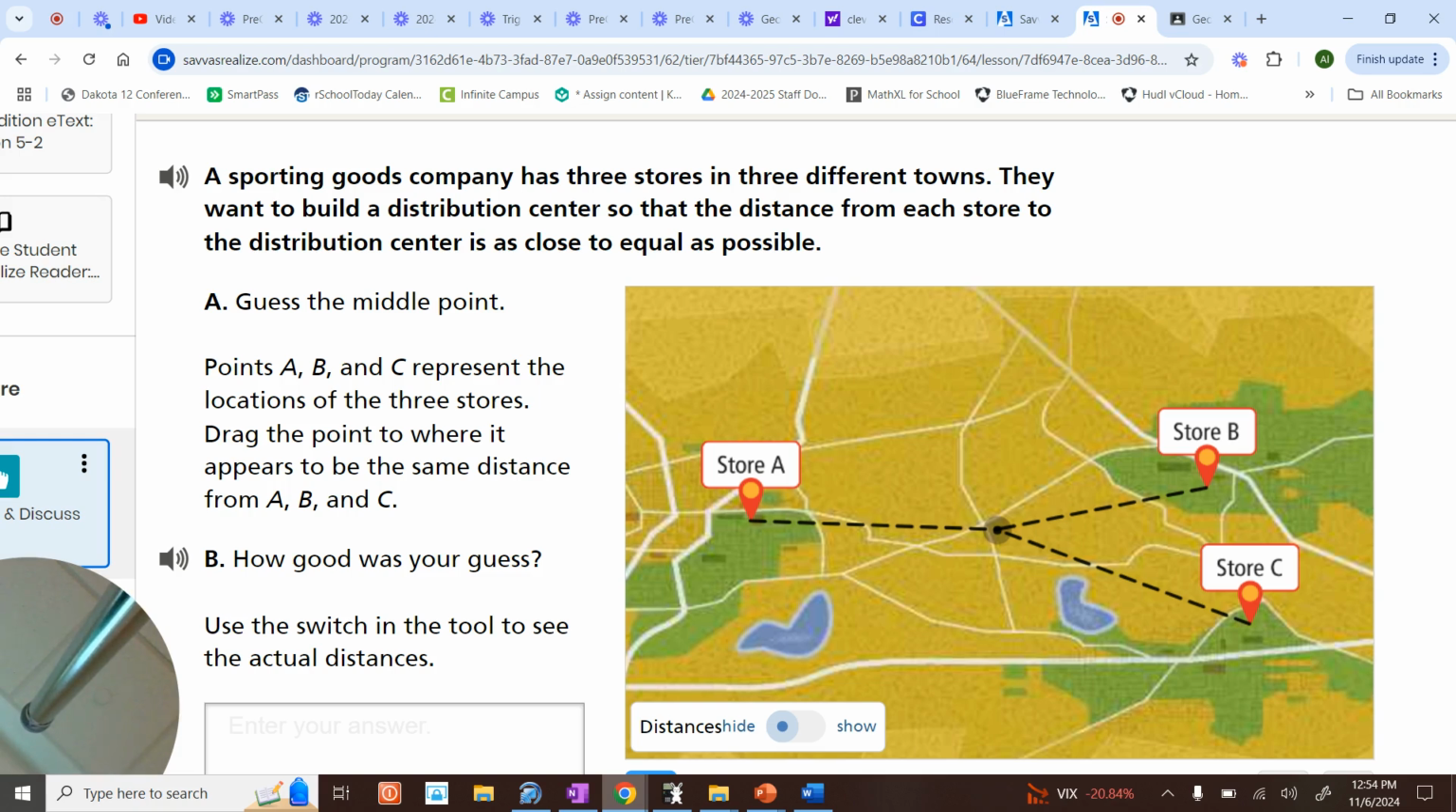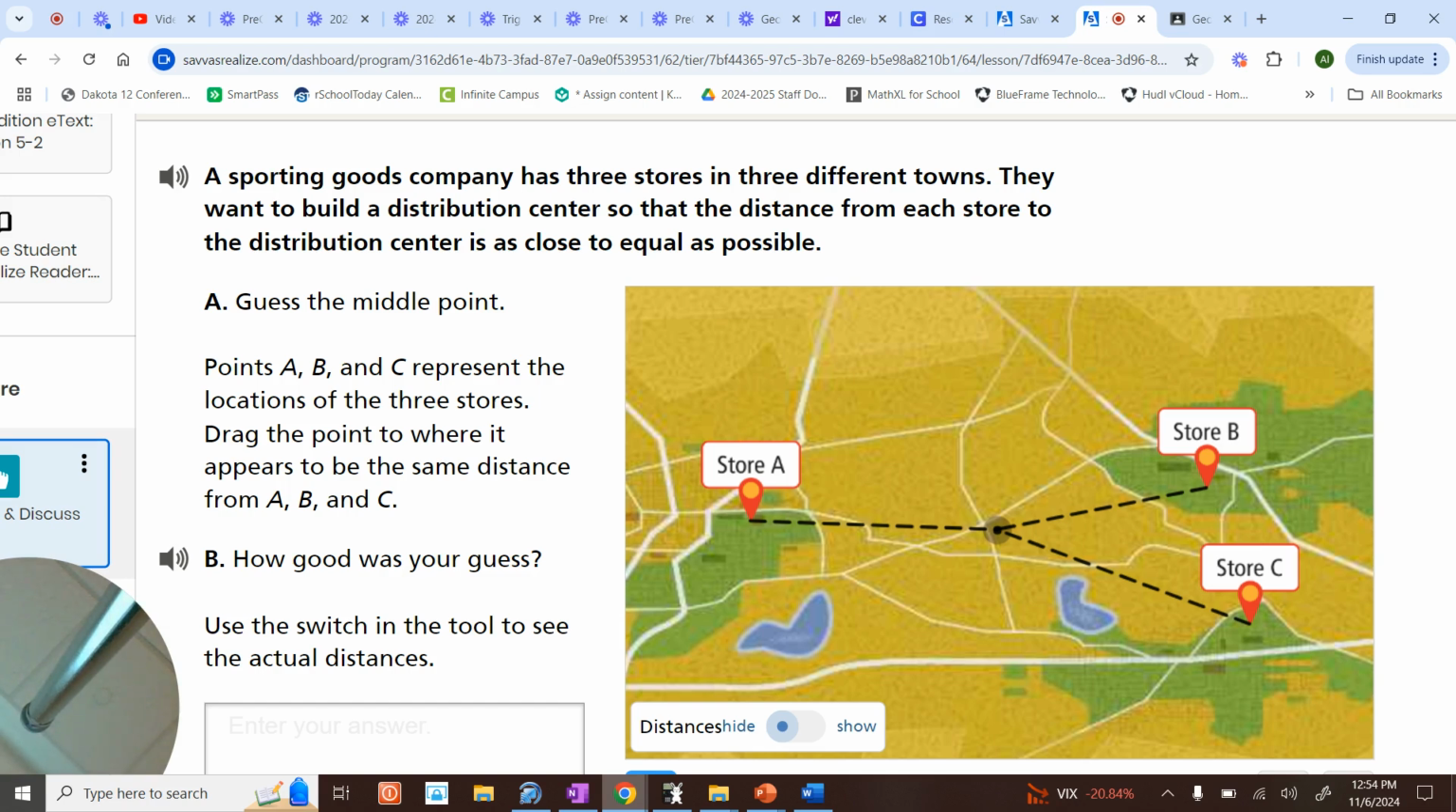Then I'm going to take OB, because this is from A. So if I go to B, and I do the same one, I go right there. Right there is supposedly an equal distance from each store.